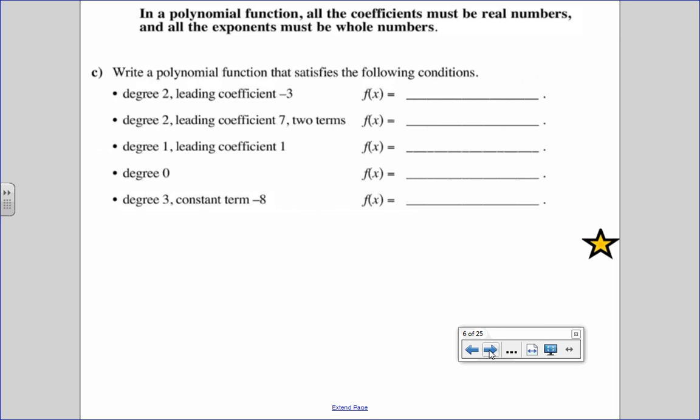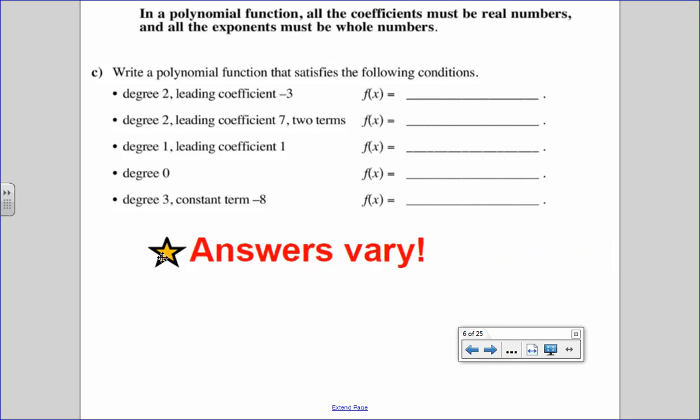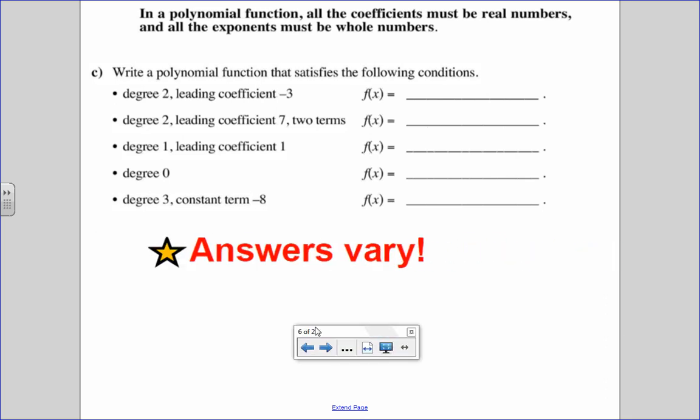In a polynomial function, all the coefficients have to be real numbers. So you can't have anything causing you to divide by 0 or square root a negative. So I want to write a polynomial function that satisfies the following conditions. Now it's important that you note answers of course can vary. So I'm just going to come up with the most basic answer, but you could come up with something that's a little bit different.